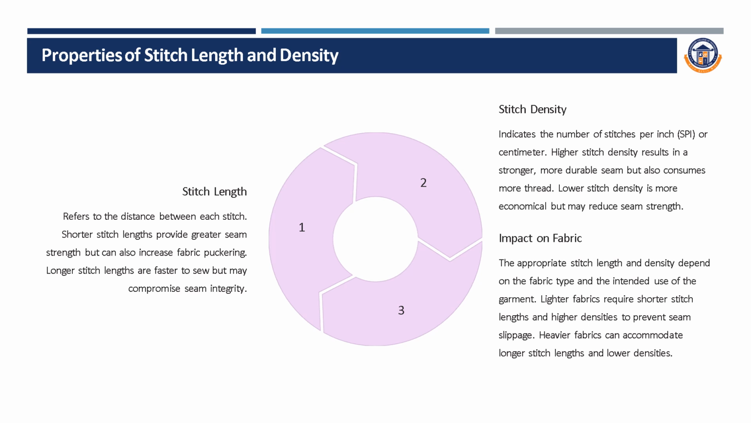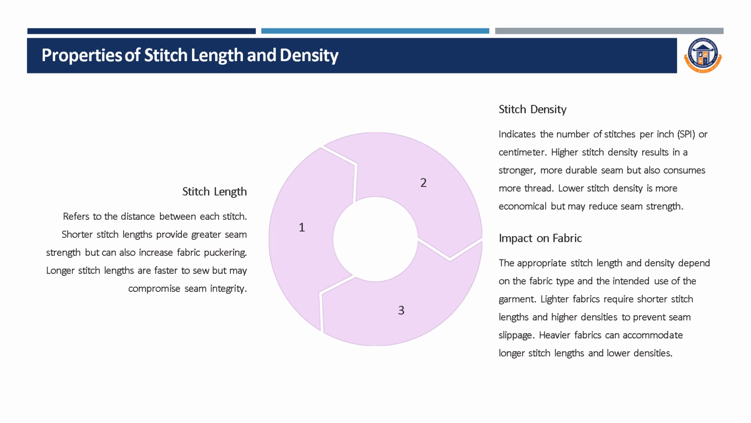Stitch length refers to the distance between each stitch. Shorter stitch length provides greater seam strength, but can also increase fabric puckering. Longer stitch length is faster to sew but may compromise seam integrity.